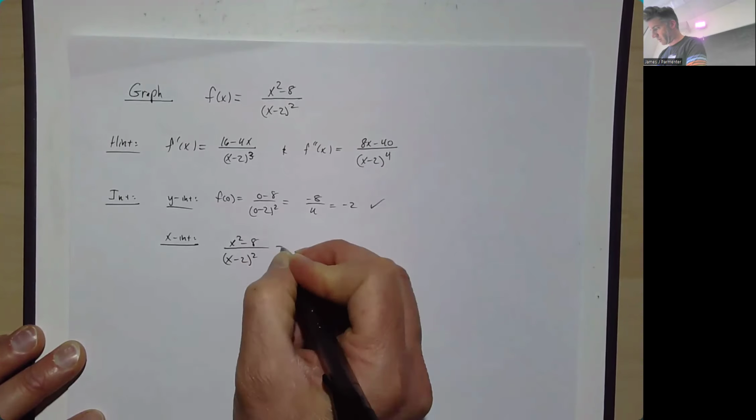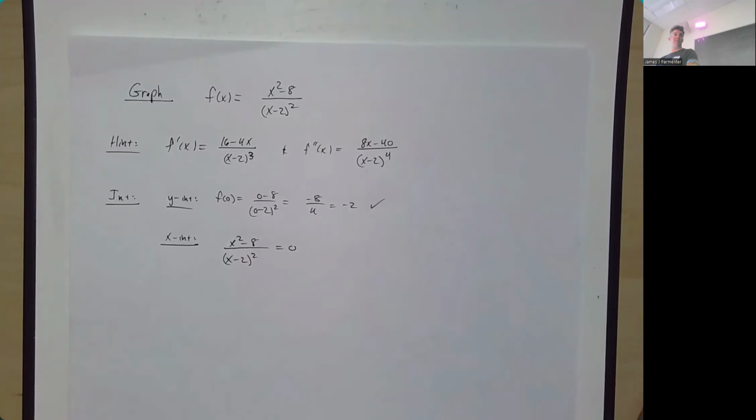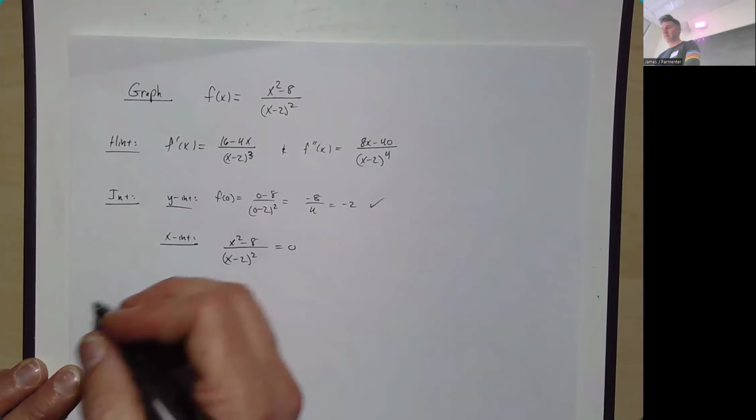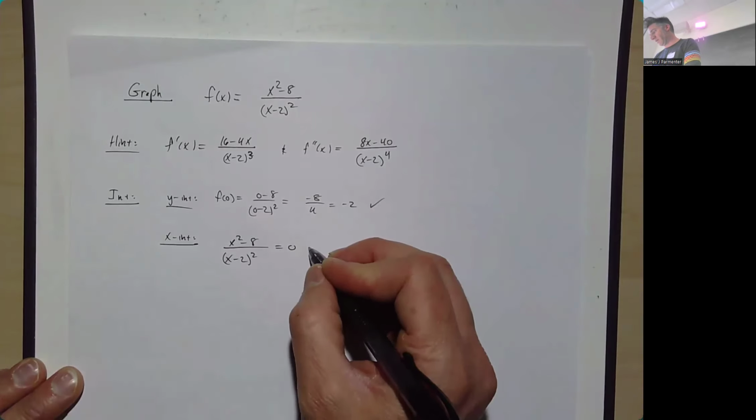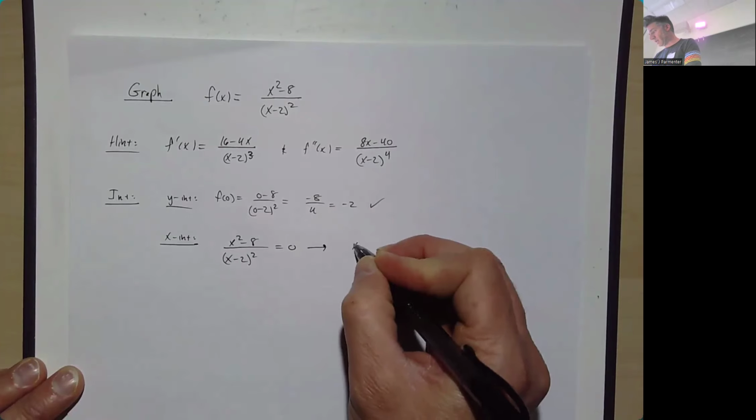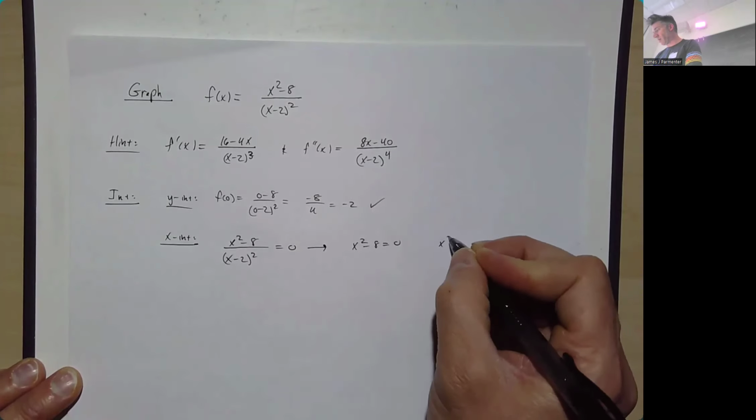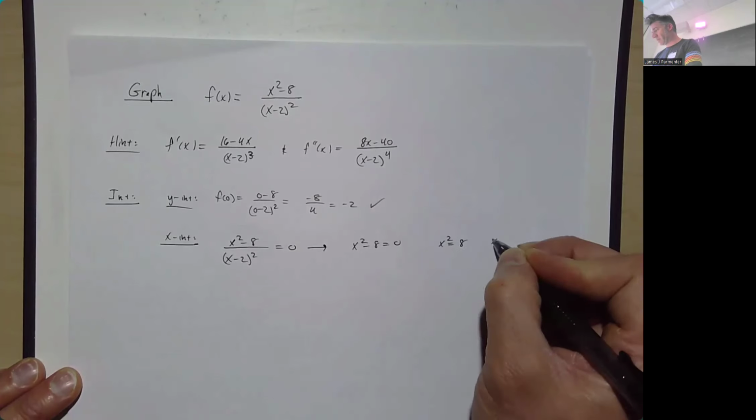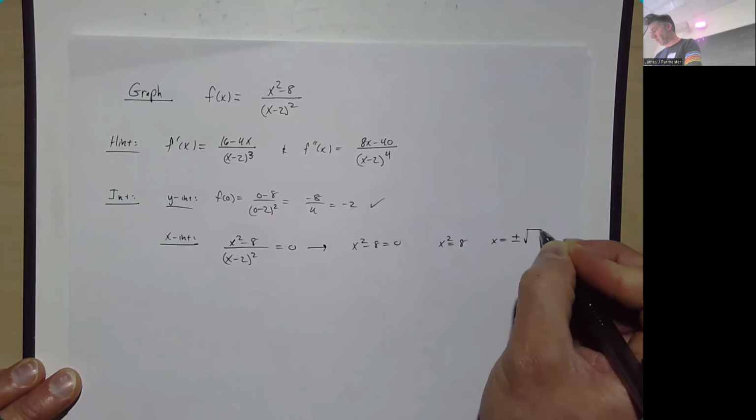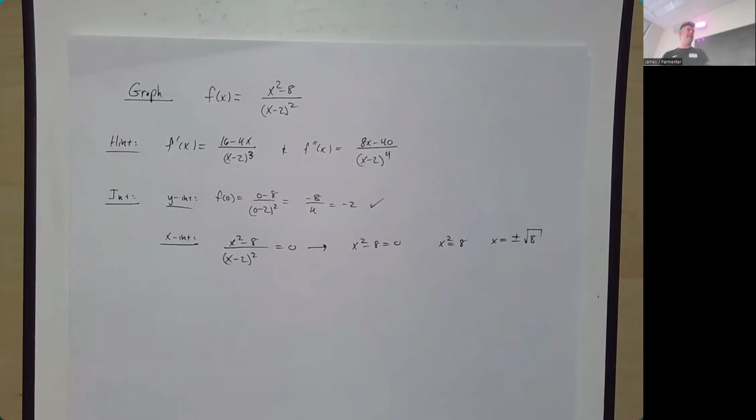Setting a rational function equal to 0, you only have to worry about the numerator being 0, as long as the numerator and the denominator aren't 0 at the same time, which they're not. There's nothing that factors and cancels. So we're just going to set the numerator equal to 0. And here we're going to get x squared equal to 8, or x equal to plus or minus the square root of 8. Which are not particularly nice x-intercepts.